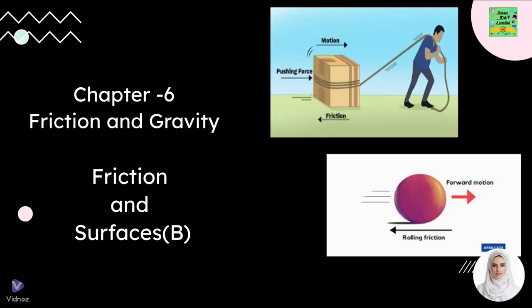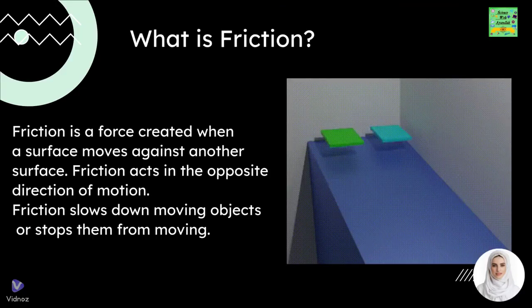Chapter 6 Friction and Gravity. Friction is a force created when a surface moves against another surface. Friction acts in the opposite direction of motion. Friction slows down moving objects or stops them from moving.